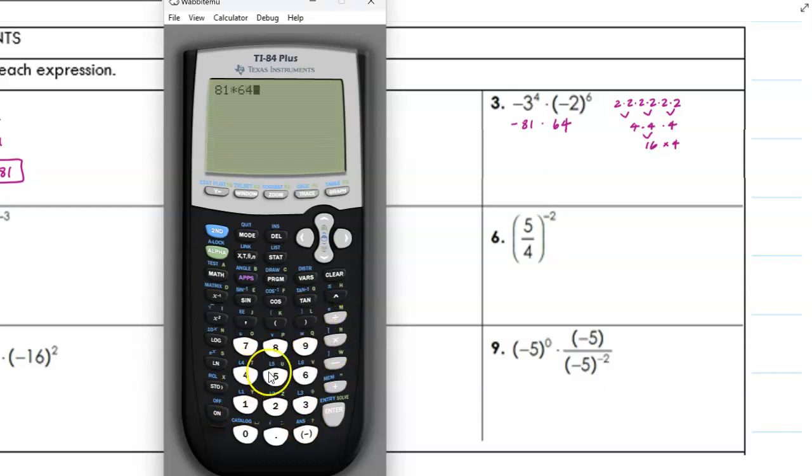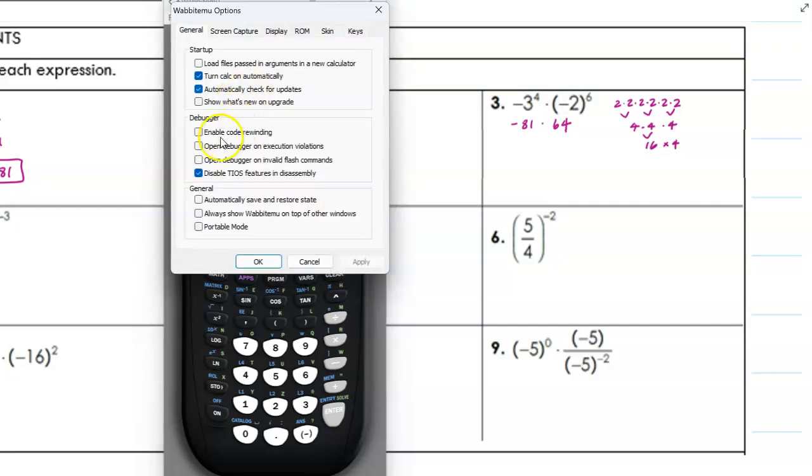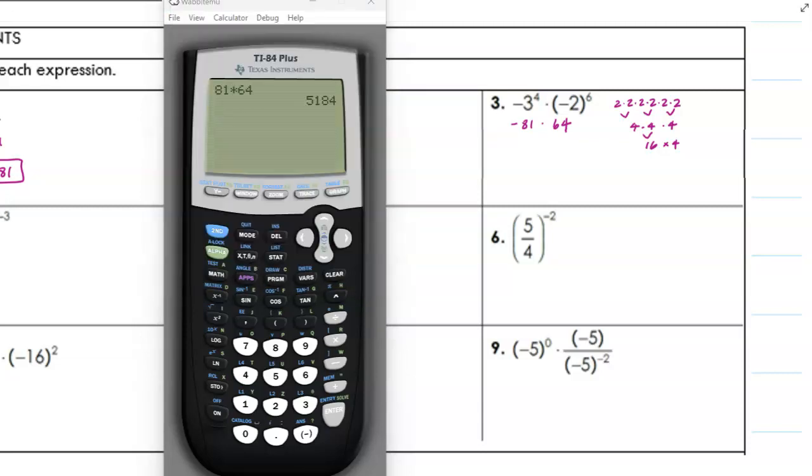And once again, for your test, you are going to have a sorry, I hear my cat meowing. Let's see. That is a negative 5184. Good job, good job.